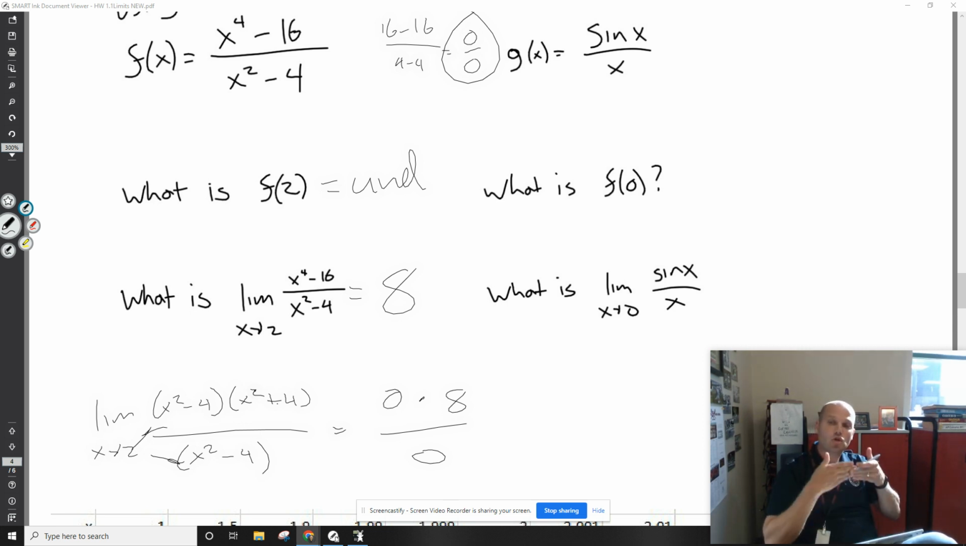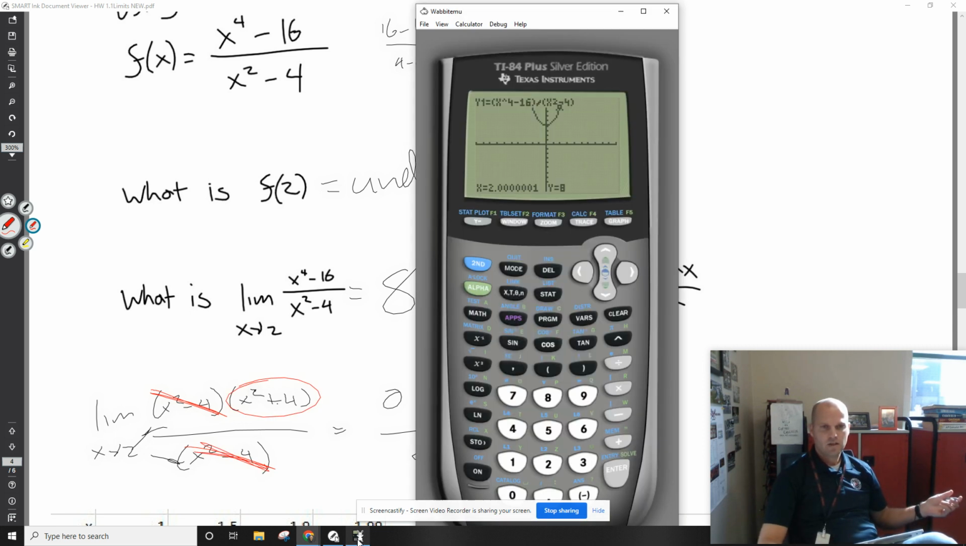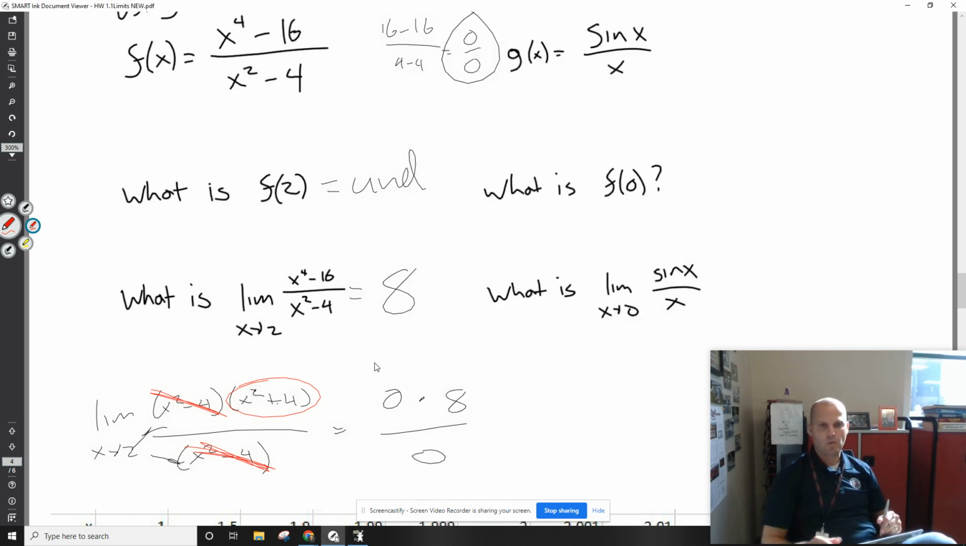However, let's say we could cancel these zeros. Essentially we could cancel these factors. What we find is that the graph that we just saw is actually the graph of x squared plus 4 with one difference. At 2, it's got a hole. So this is a way of discovering the limit without using your calculator.